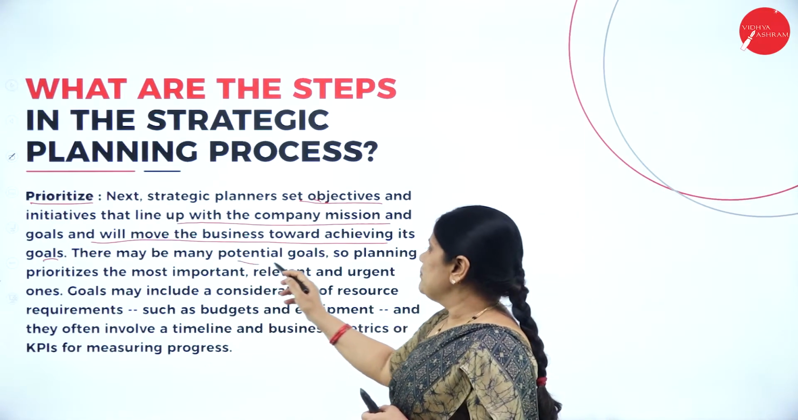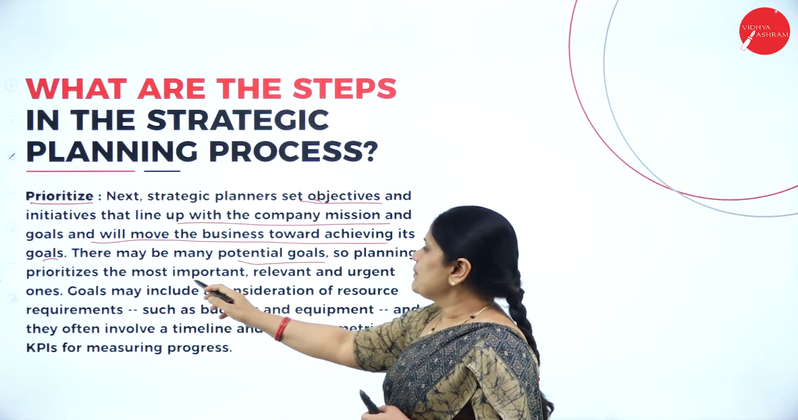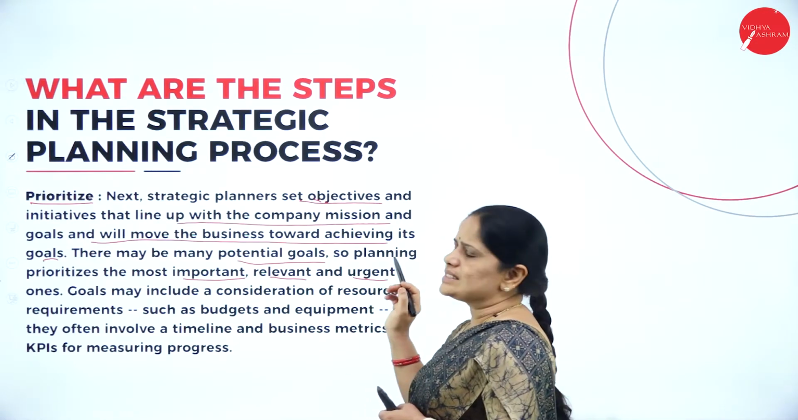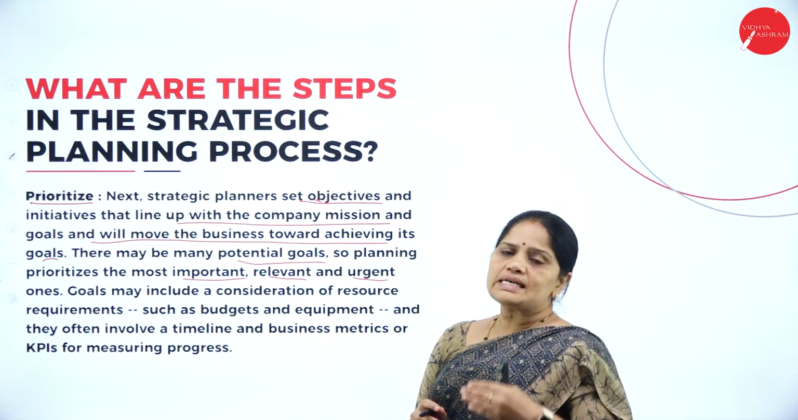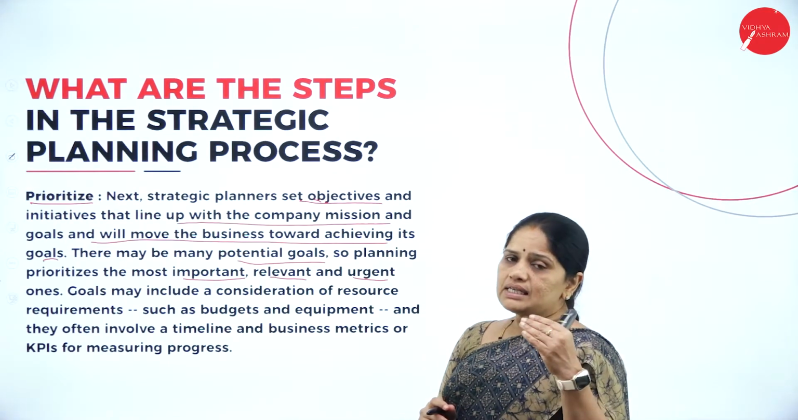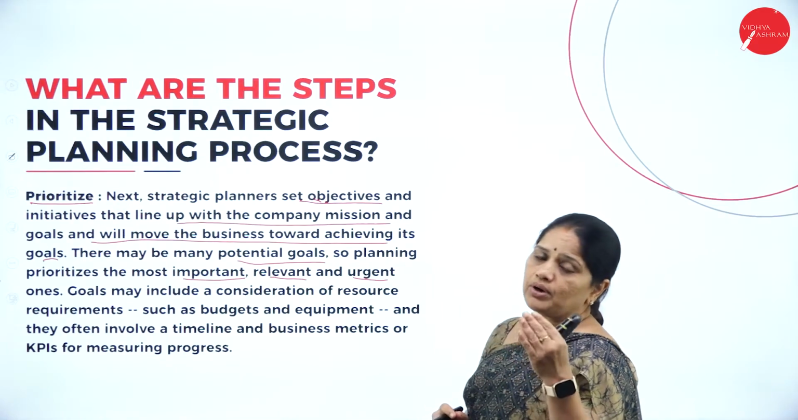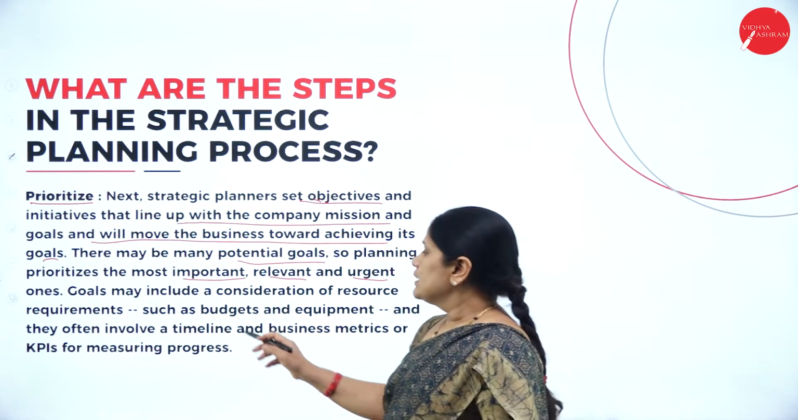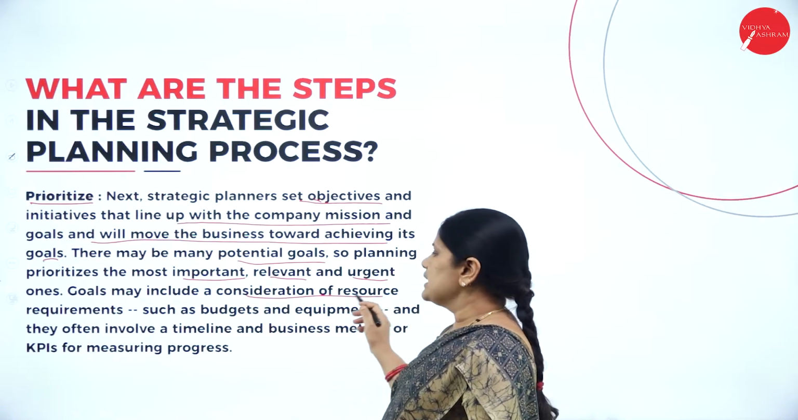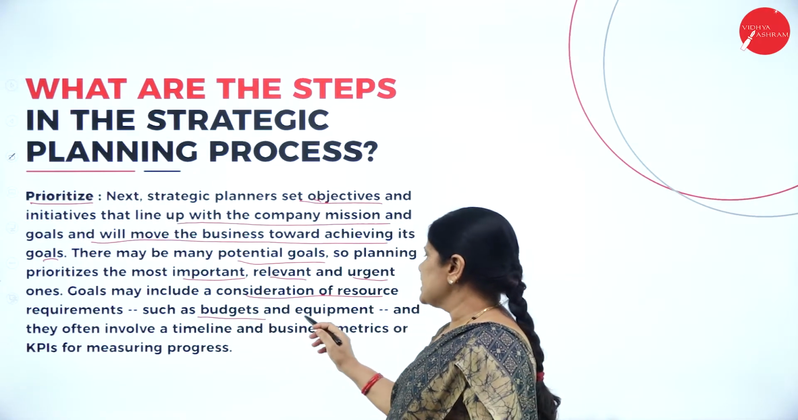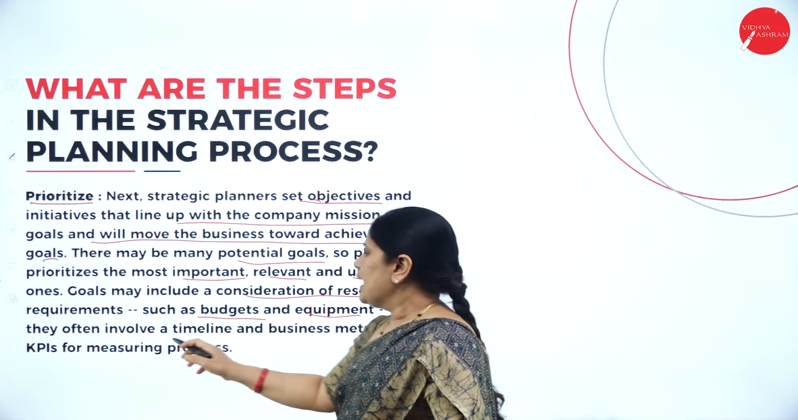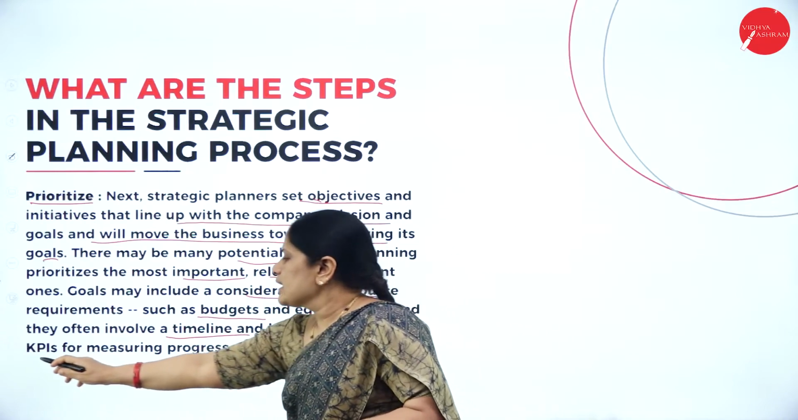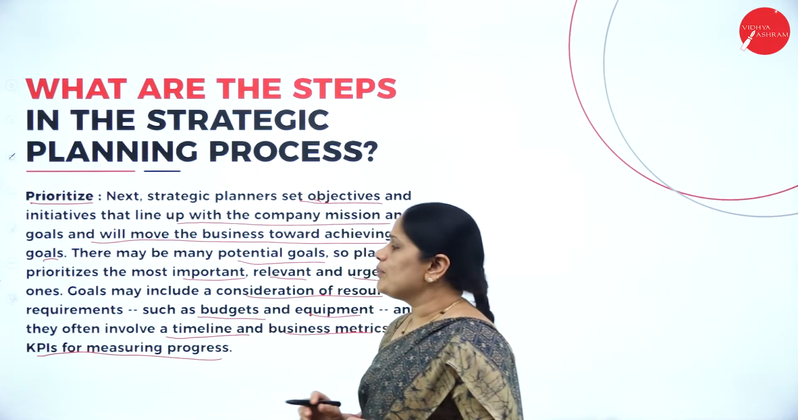So, there may be many potential goals. Planning prioritizes the most important, relevant and the urgent ones. So, while we are prioritizing the goals, we base them on the basis of most important, then most relevant and the urgent ones. The goals may include a consideration of resource requirements such as budgets and equipment, and they often involve a timeline and business metrics or KPIs for measuring progress.